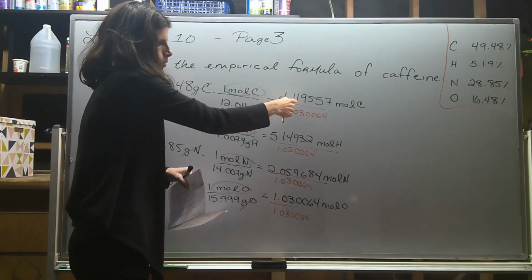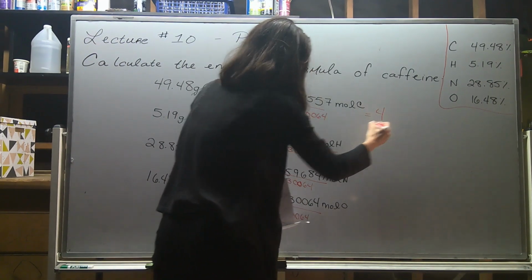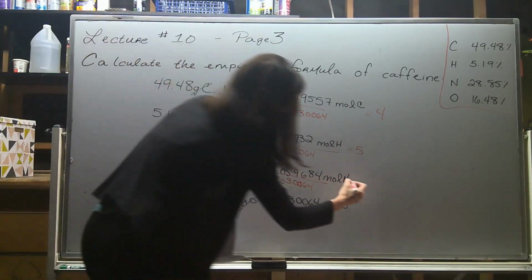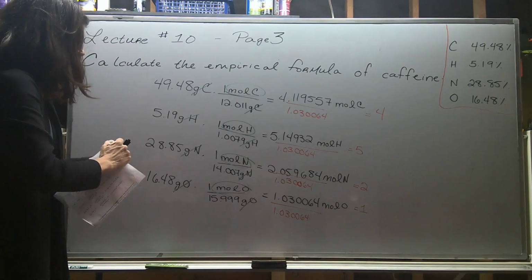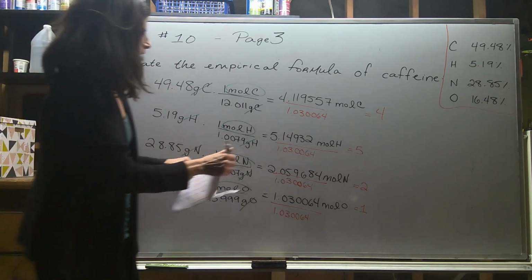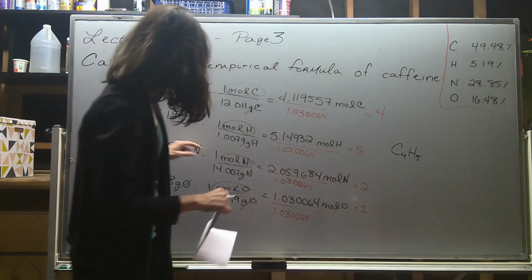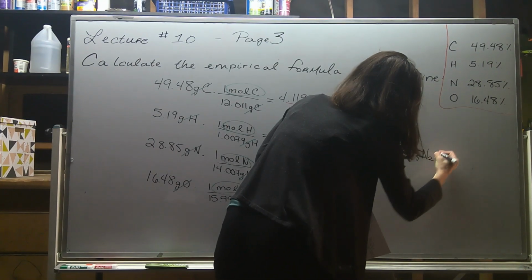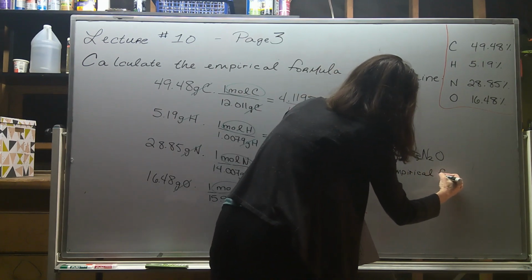So in your calculator, the 4.119 divided by the 1.03, that gives us 4. Here we're going to have 5, 2, and 1. And then to report the empirical value, we're going to do C4H5N2O1. And I'm just writing that this is the empirical formula.